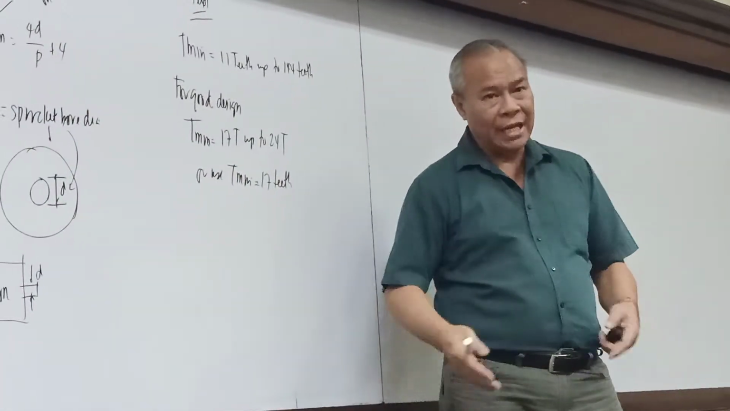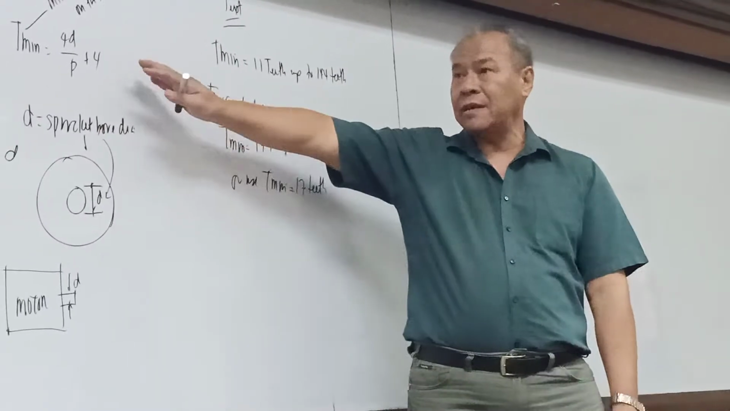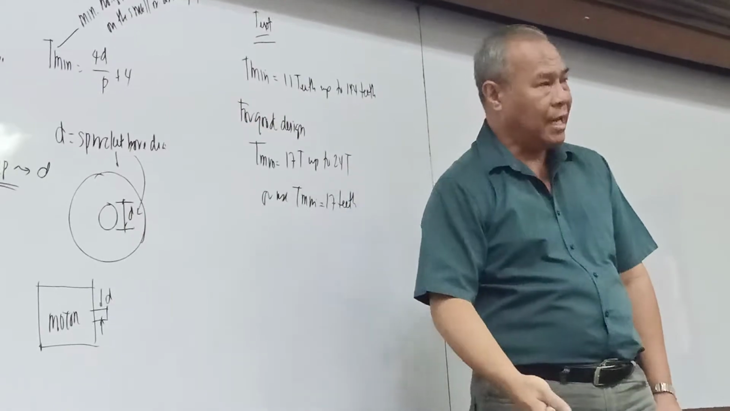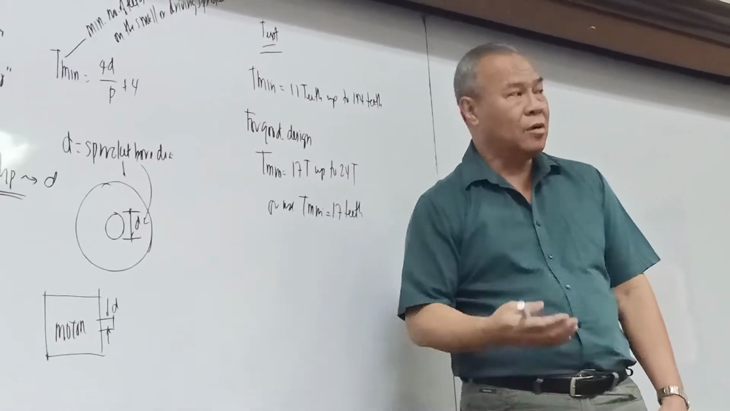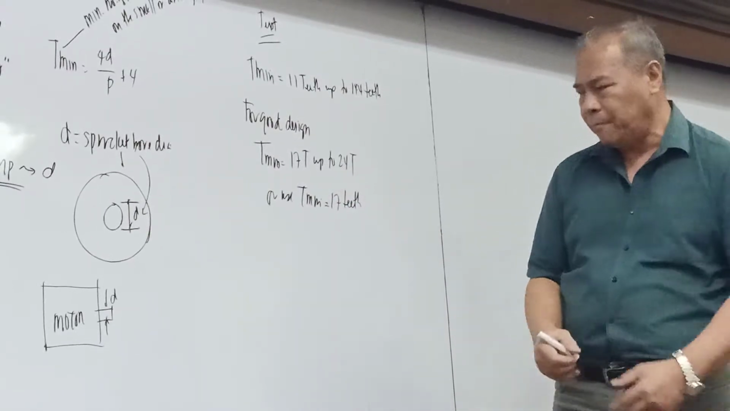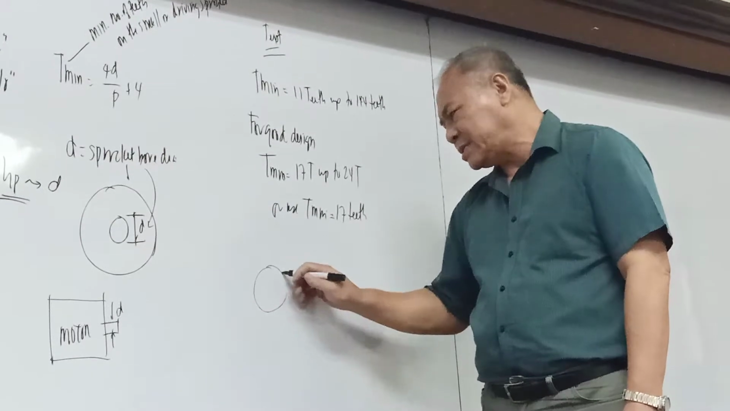So, may condition tayo. But if you can compute for the minimum number of teeth on this particular equation, or on those equations, you need to do that. At least you can satisfy kung tama nga ba yung assumption mo o hindi. Depende yan. Okay? So, you can use the 17 teeth on that one. Now, what are the other conditions that we must follow in terms of design of a chain?